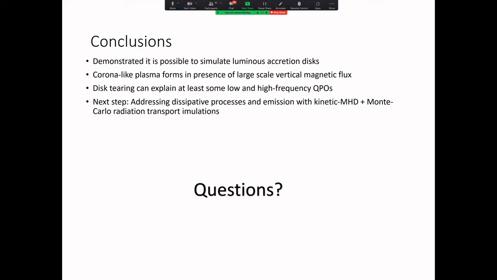Questions? I can ask a question. It's sort of related to the last question. The radiative signature of these QPOs is not achromatic. The QPOs tend to be primarily in the hard part of the spectrum. Exactly. So, do you have any insight yet as to why that is? Can your simulations explain that?